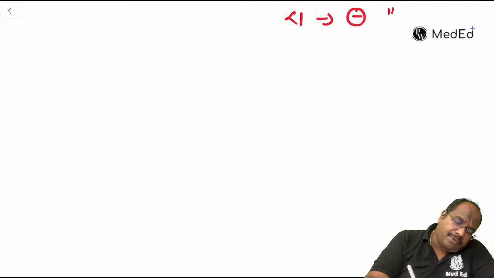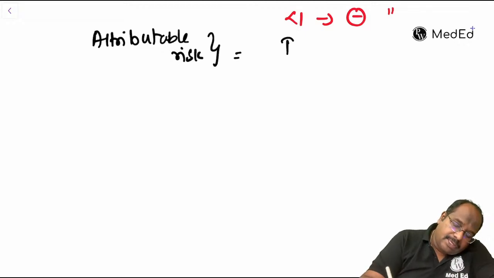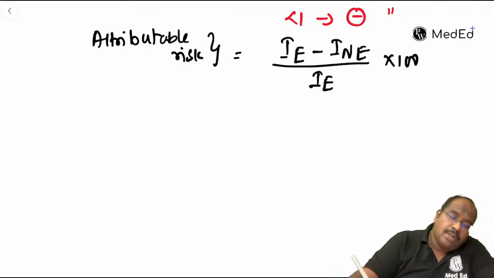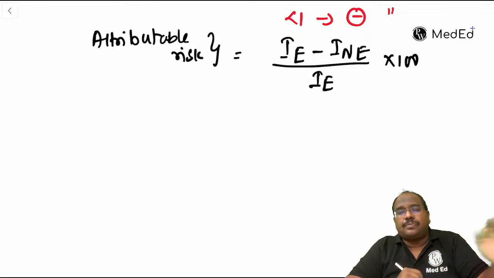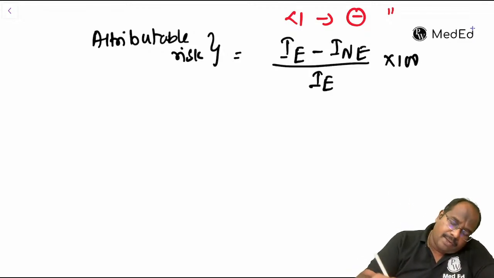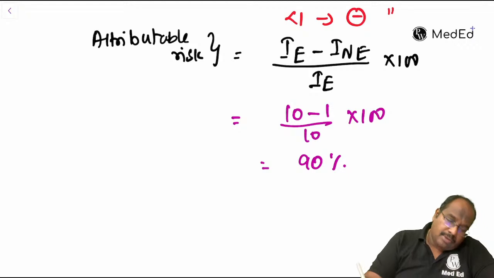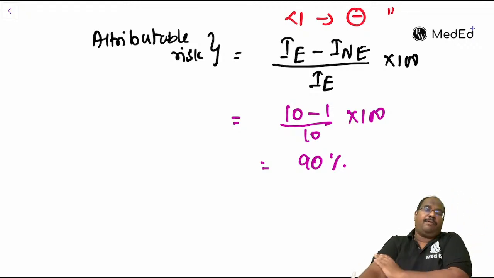Next is attributable risk. What is the formula for attributable risk? Incidence among exposed minus incidence among non-exposed, by incidence among exposed, multiplied by 100. So here it is 10 minus 1 by 10 multiplied by 100. This is 90%.